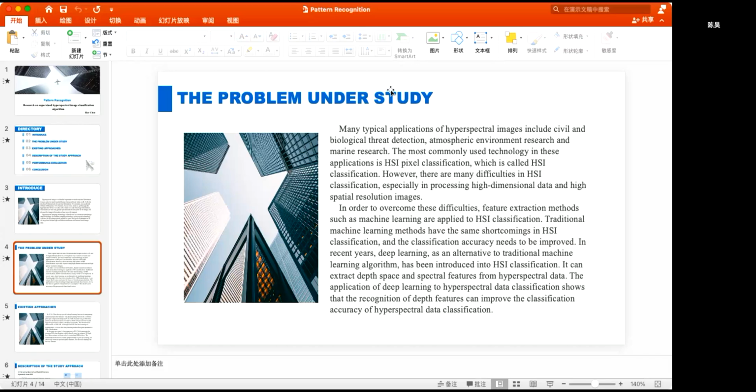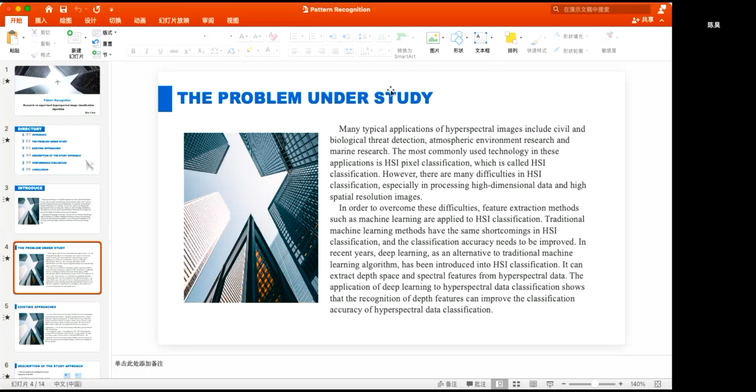In order to overcome these difficulties, feature extraction methods such as machine learning are applied to HSI classification. Traditional machine learning methods have the same shortcomings in HSI classification, and the classification accuracy needs to be improved. In recent years, deep learning as an alternative to traditional machine learning algorithms has been introduced into HSI classification.